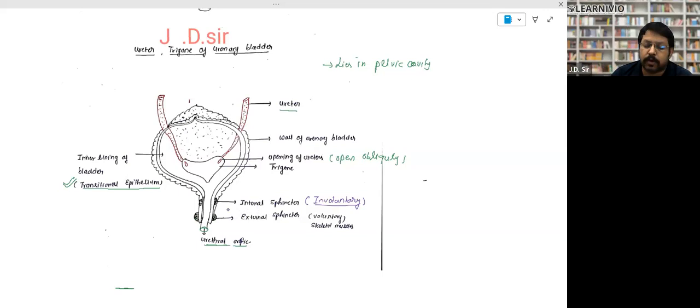So what happens when the urinary bladder gets filled? Then the internal sphincter opens. So the internal valve gets opened. Urine does not come out because the external sphincter is still closed, right?